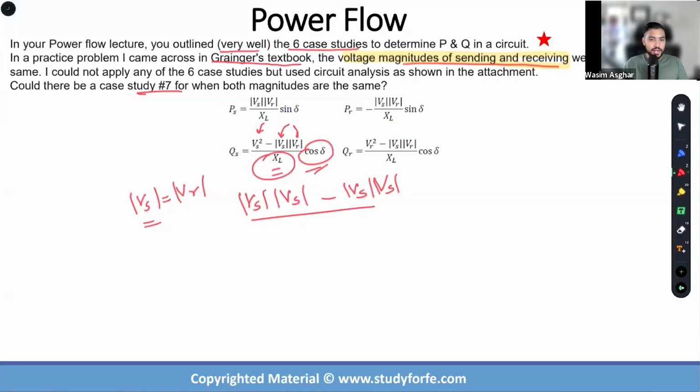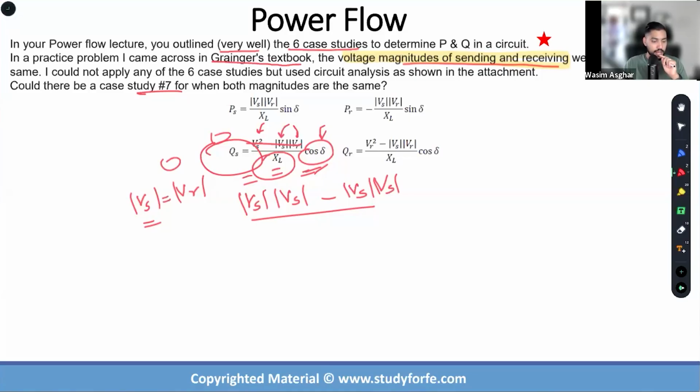So the numerator is ending up as a big fat 0, correct? This is non-zero, this is non-zero. What ends up happening, or even if this is 0, doesn't matter, your Q is going to be 0. So for this 7th so-called scenario, one thing is very obvious, that there won't be any reactive power flow if there's no difference in the magnitude.